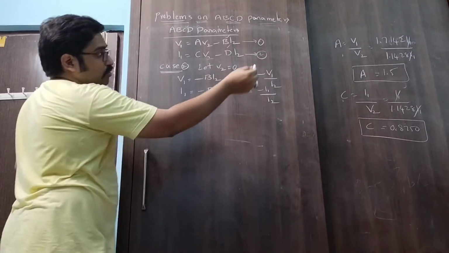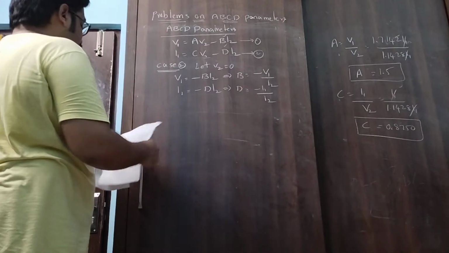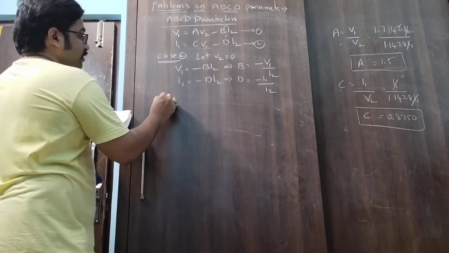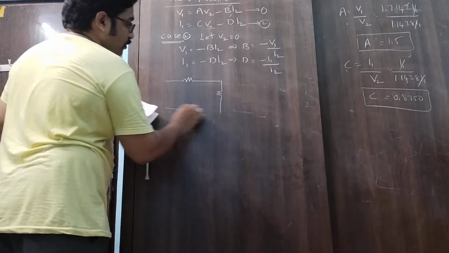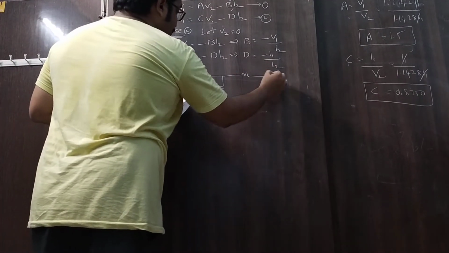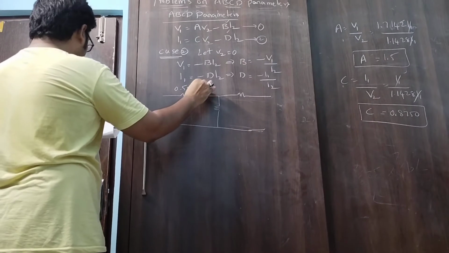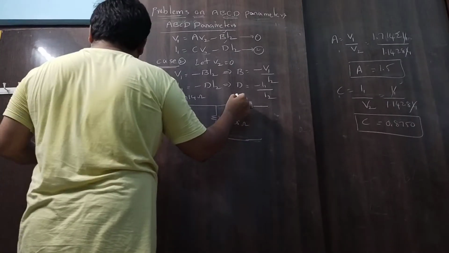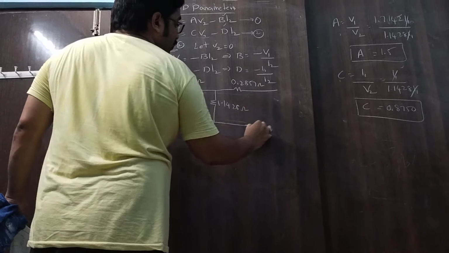So draw the circuit. Let V2 is equal to 0. So the modified circuit we are going to redraw here like this. This is 0.5714 ohm, this is 1.1428 ohm, and this value will be 0.2857 ohm. So this will be like this.